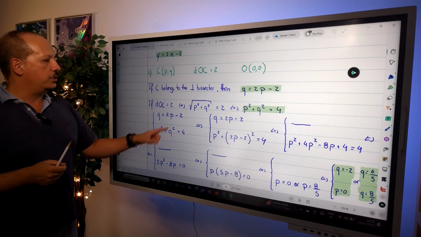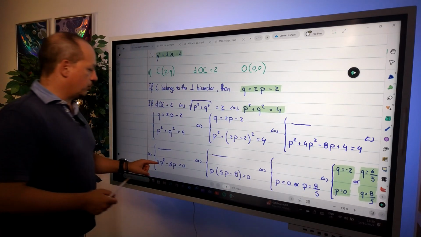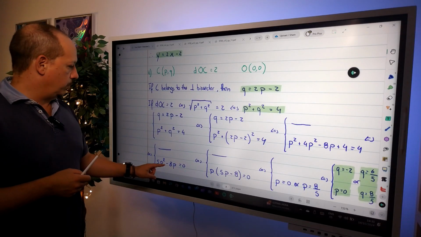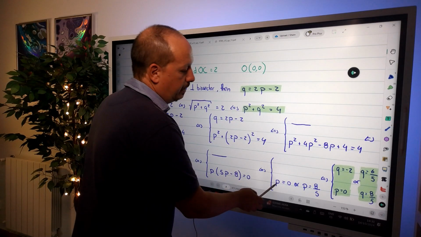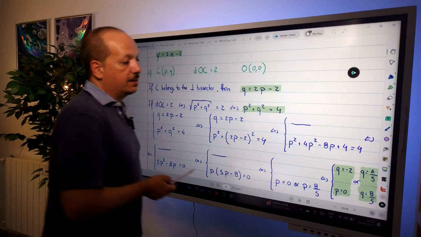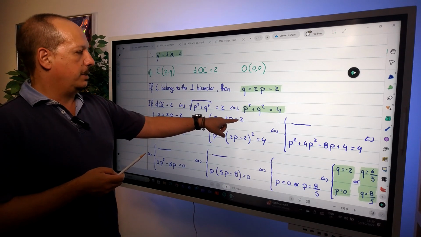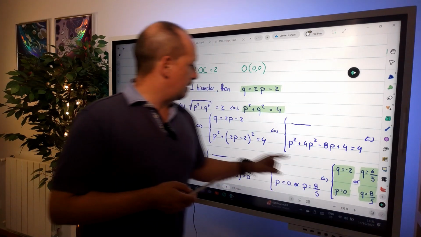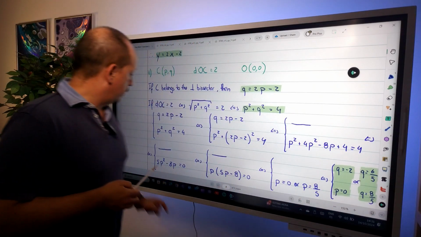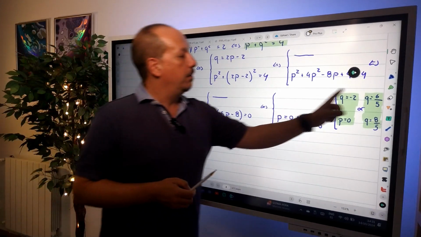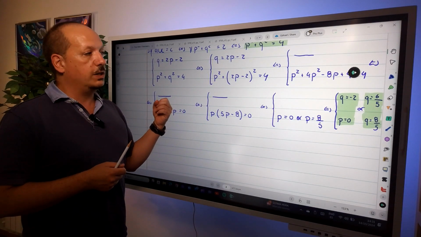This one is already prepared for you to make a substitution here on Q. If Q equals 2P minus 2, you can plug it over here. Square it. You'll have a quadratic with no term in C. So you can just factorize P, and you get the values of P as 0 or 8/5. When P is 0, you substitute it over here, and you'll know that Q is going to be minus 2. When P is 8/5, if you substitute it over here, you'll have a value of Q of 6/5. So here you have the two possible pairs of values, the two possible coordinates of P and Q.